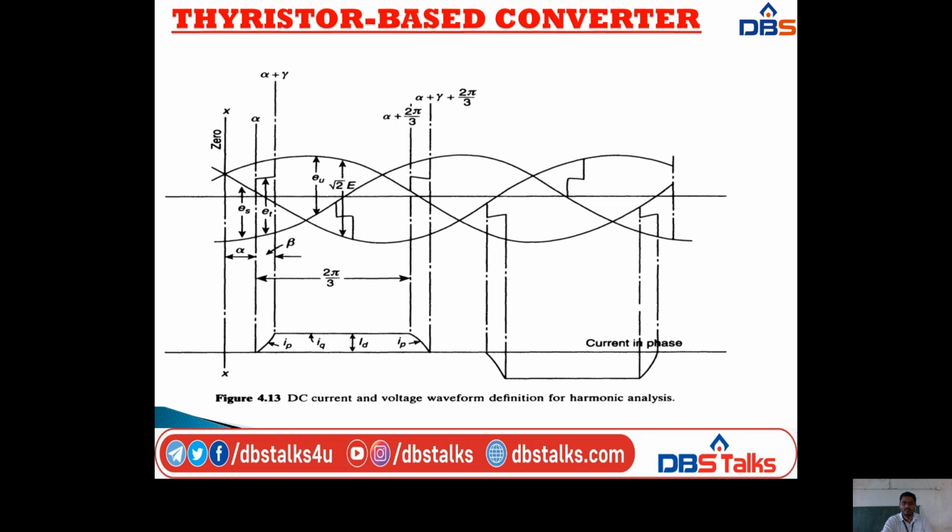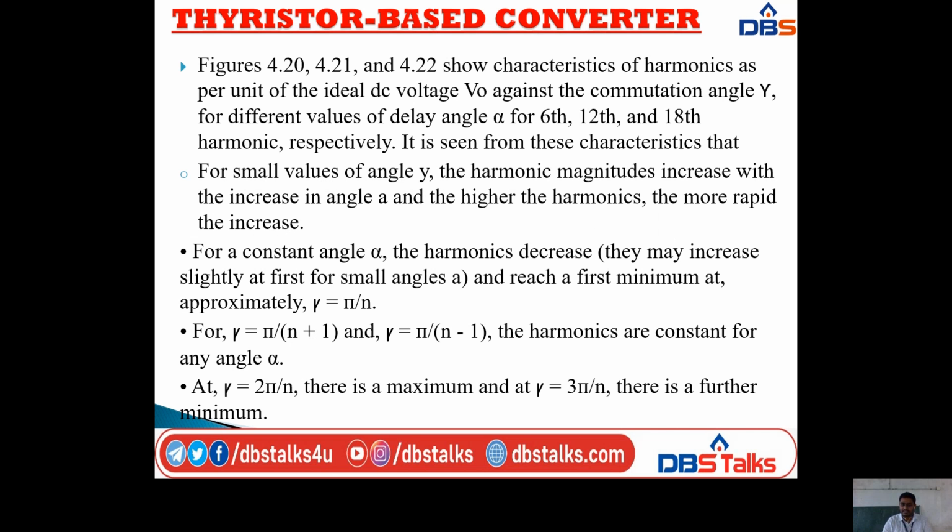Okay, next. So here I will show three more diagrams. Those three diagrams show the characteristics of harmonics as per unit of ideal DC voltage, that is V0, against the commutation angle gamma. Those three diagrams consist of the characteristics of harmonics by taking the parameters like per unit of ideal DC voltage, that is V0, against the commutation angle gamma. So at that time we are using different values of delay angle alpha for 6th, 12th and 18th harmonics respectively.